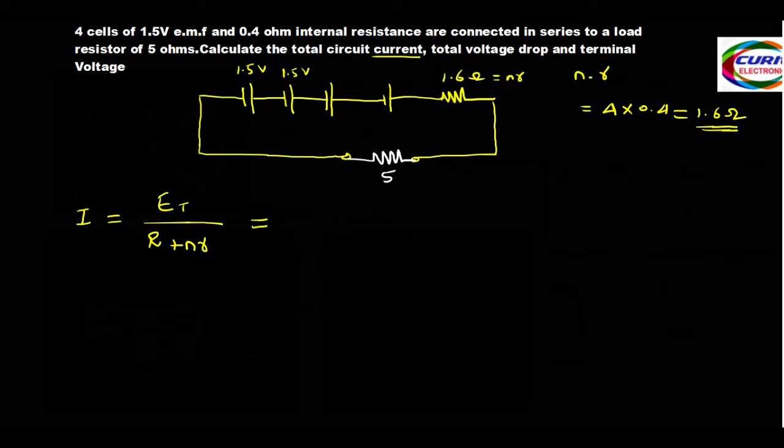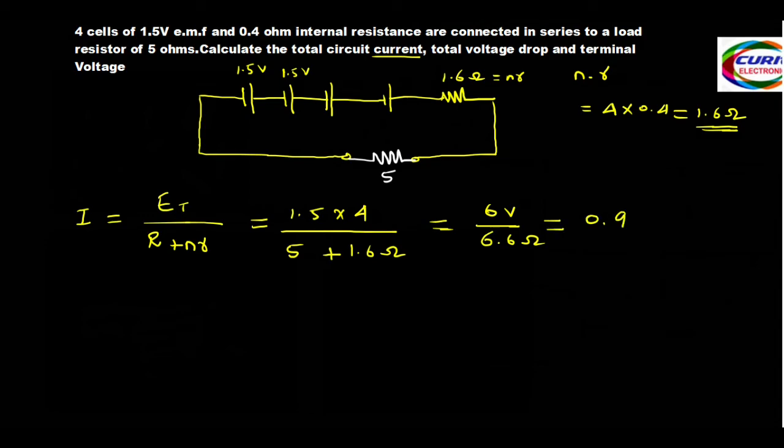What is the total? Total 4 batteries are connected. So 1.5 multiplied by 4 upon the value of our load resistor, that is 5. 5 plus NR, the internal resistance we already found, that is 1.6 ohms. So this is equal to 6 volt upon 6.6 ohm. So what do we get? We get 0.909 amps.